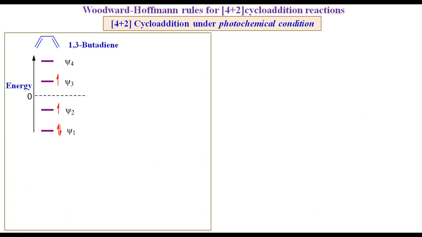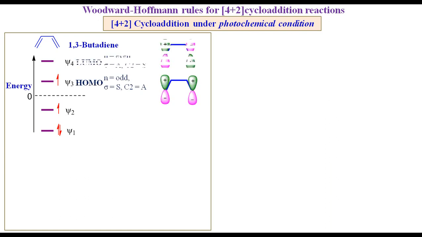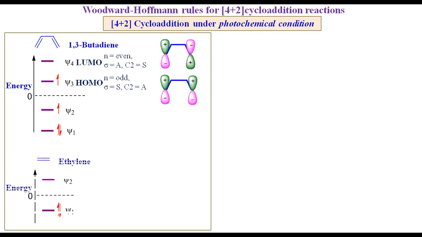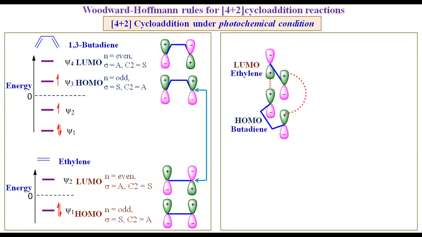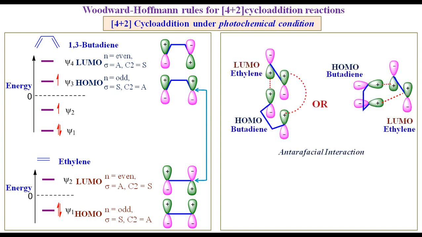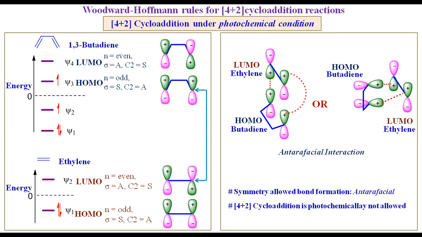Under photochemical condition, one of the two pi electrons from Psi2 of 1,3-butadiene jumps to Psi3, making Psi3 as HOMO and Psi4 as LUMO. In ethylene, Psi1 is HOMO while Psi2 is LUMO. The HOMO of butadiene and LUMO of ethylene have different symmetry. So, the allowed interaction will be antarafacial. The molecule resulting from the antarafacial interaction will be too strained to be formed. So, 4+2 cycloaddition is photochemically not allowed.